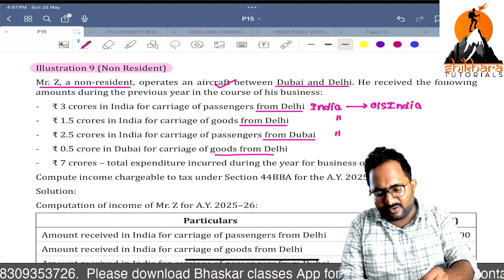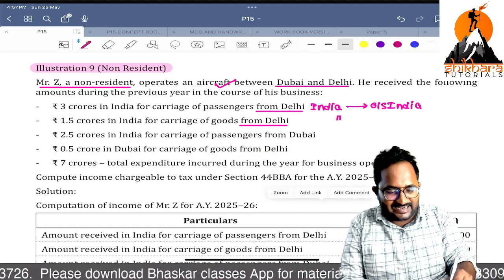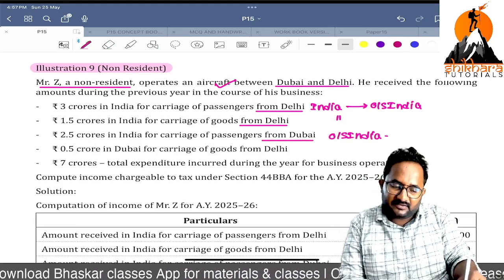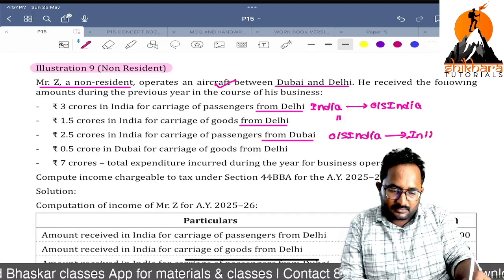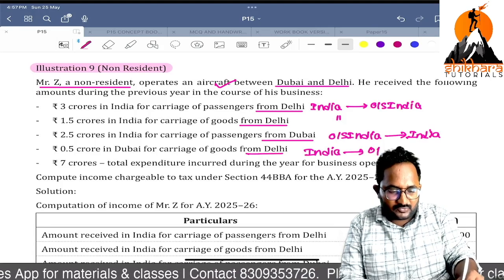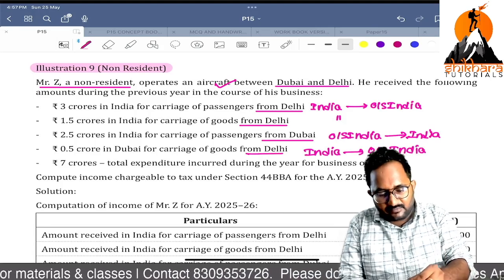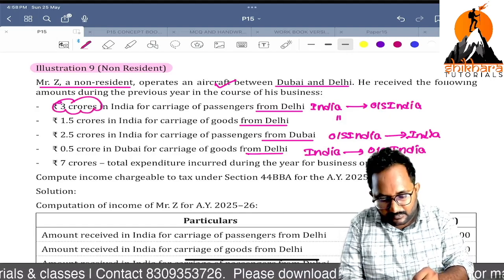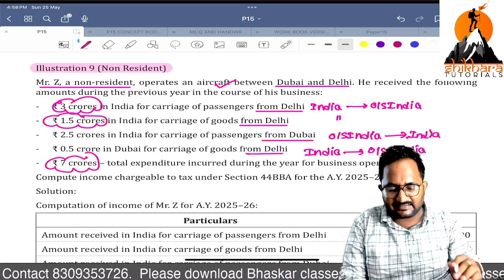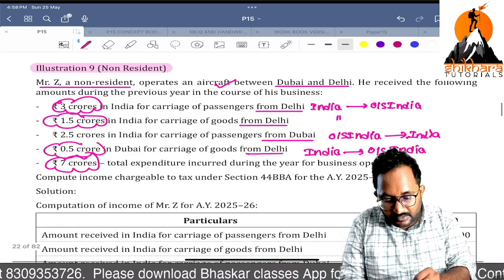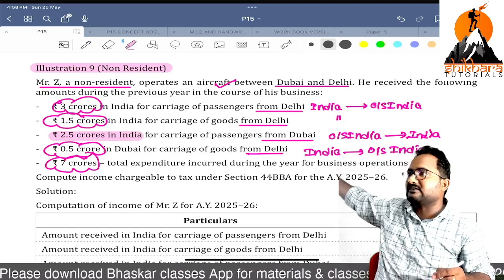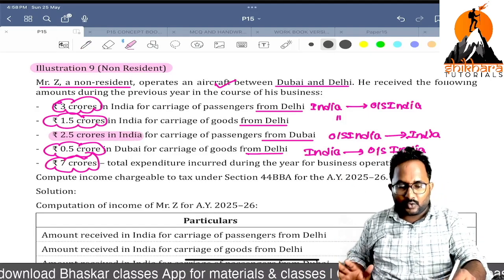Next, Dubai. So it is starting from outside India and reaching India. The next one, Delhi, starting from India and reaching outside India. In this case, whether received in India or outside India is irrelevant, so it is always included. But this can be included only if received in India, so automatically that is also received in India. That's why I can include the total amounts.